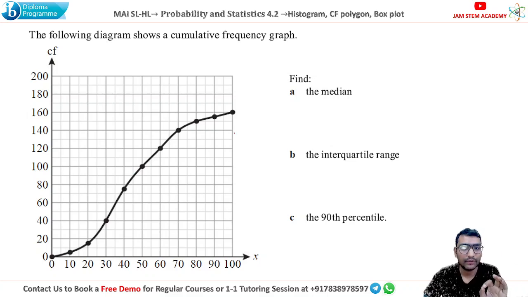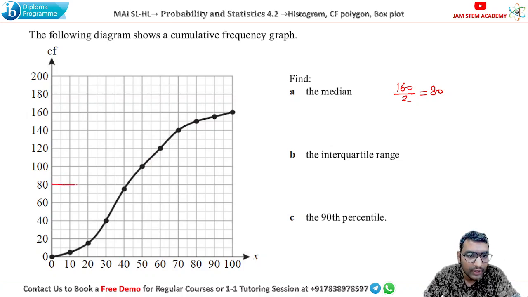Mid value. So if total are 160 divided by 2, what is that? 80. So now at 80, draw a horizontal line. At 80, if I draw a horizontal line, it meets it here, and from that point draw a vertical line on the x. So that gives us marks corresponding to that frequency. Okay, so you have to use the scale, and it gives you value here around what? 41 to 42, you can say. Okay, 42. So the median is 42.